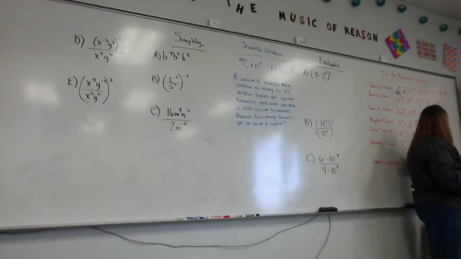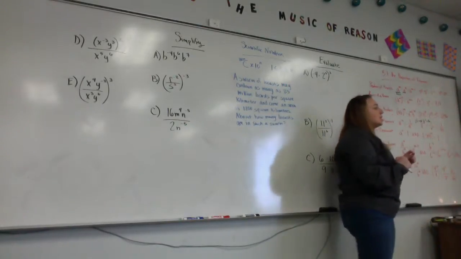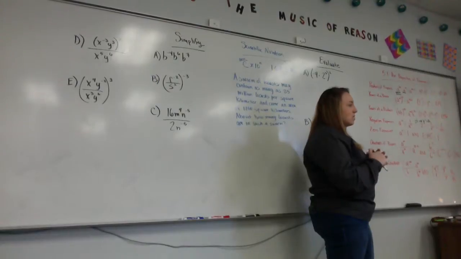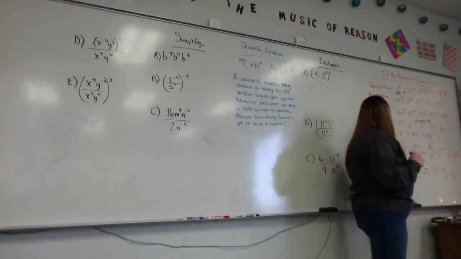So I get 6 cubed, which is 216. This is where people mess up the most: if it's a double negative, we forget to make it a positive and vice versa, okay? So be careful with your signs because you're subtracting, okay?